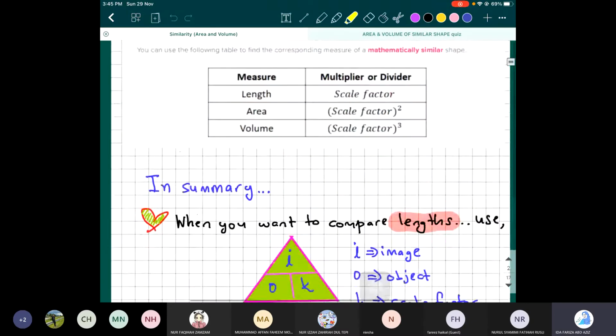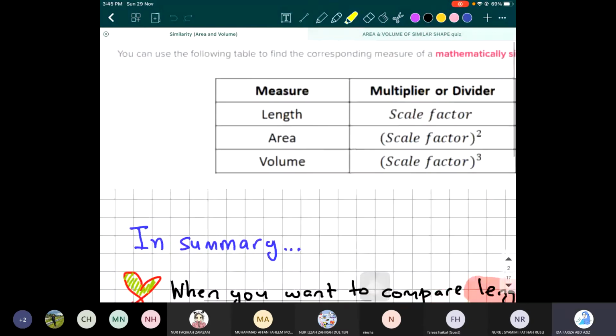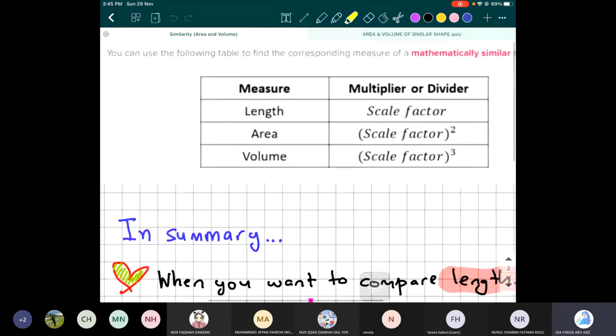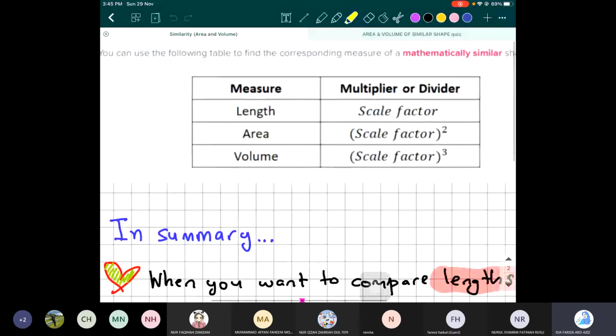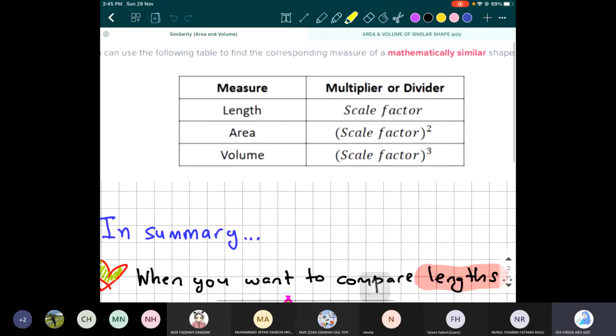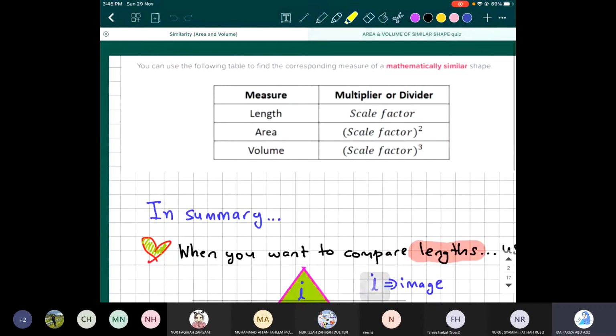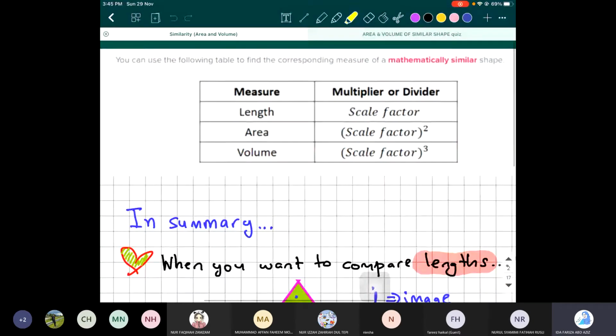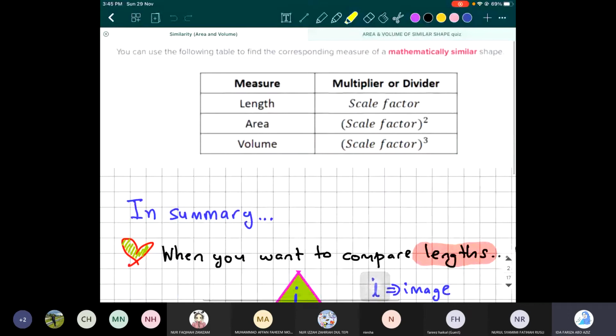Okay, let's continue. Okay, you can use the following table to find the corresponding measure of a mathematically similar shape. Okay, nota ni, table ni I got from Madam Haslinda, which is nice. Yang bahagian atas ni lah, table ni dikasih kat saya. Okay, when we talk about measure, kita tengok on the left hand side is measure. On the right hand side, multiplier or divider.